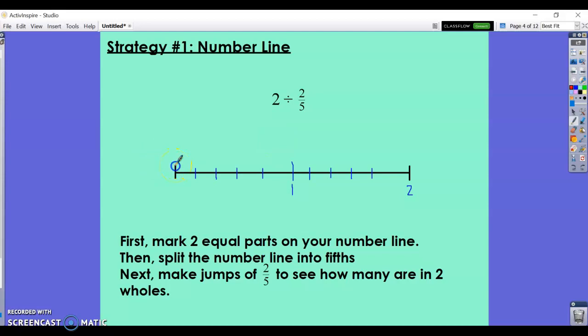So I'm going to start at 0 and make a jump of 2/5, so that's 1 jump, another jump of 2/5, that would be 2, another jump of 2/5, that would be 3 jumps, another jump of 2/5, that would be 4 jumps, and another jump of 2/5 would be 5. So my answer for this equation is going to be how many times I jumped on the number line, which would be 5. Okay, so that's strategy number 1.